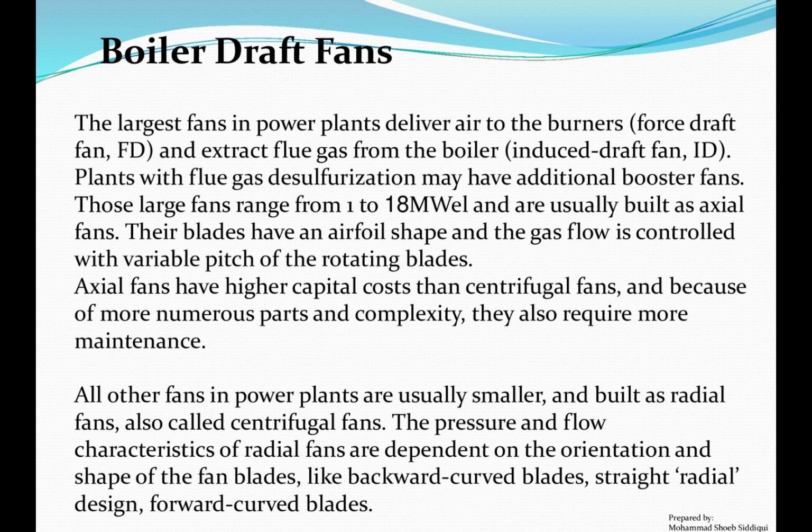Boiler draft fans. The largest fans in power plants deliver air to the burners. Forced draft fans (FD) supply air, and induced draft fans (ID) extract flue gas from the boiler. Plants with flue gas desulfurization may have additional booster fans. Those large fans range from 1 to 18 megawatts and are usually built as axial fans. Their blades have an airfoil shape and the gas flow is controlled with variable pitch of the rotating blades.